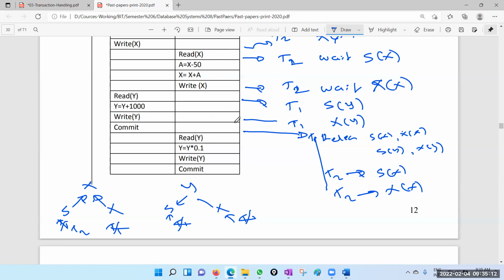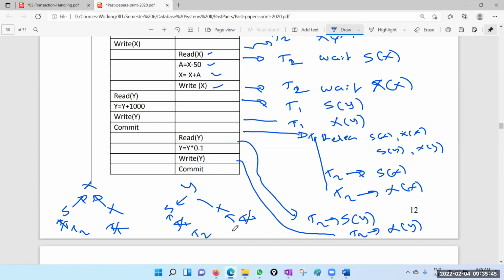Now at this point, those things are happening, and it has proceeded through these 4 steps, and this is committed. Now here, transaction 2 is acquiring the shared lock of Y. Now the shared lock of Y is with transaction 2. Now it is acquiring the exclusive lock of Y as well. Now transaction 2 is having the exclusive lock as well.